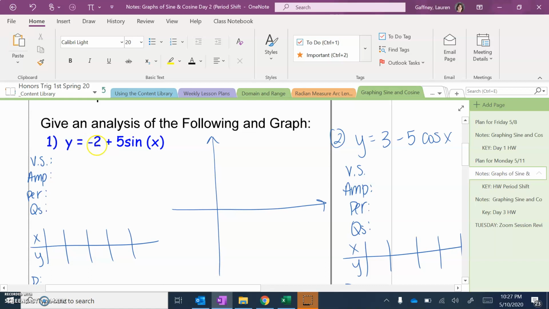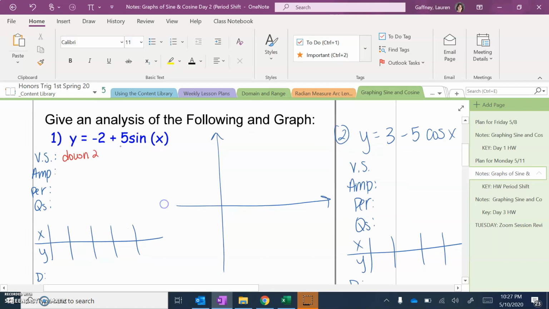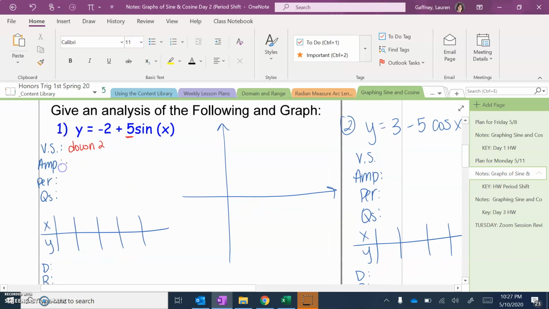So in this problem right here, -2 plus 5 sine x. This -2 is our vertical shift, and it's moving us down 2. Okay? The amplitude is the value right in front of the trig function, so that would be a 5. Whether it's a 5 or a -5, the amplitude is always just a positive number. So far, you haven't learned anything that's going to change your period, so our period's 2 pi. Later in this video, we'll learn how the period will change.